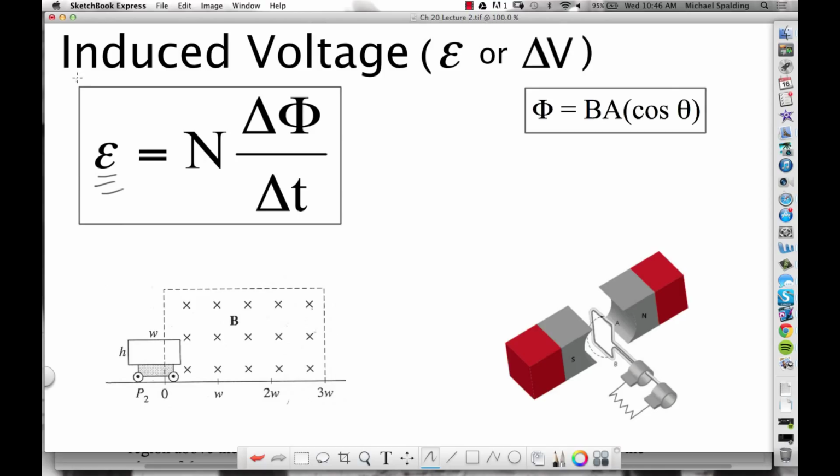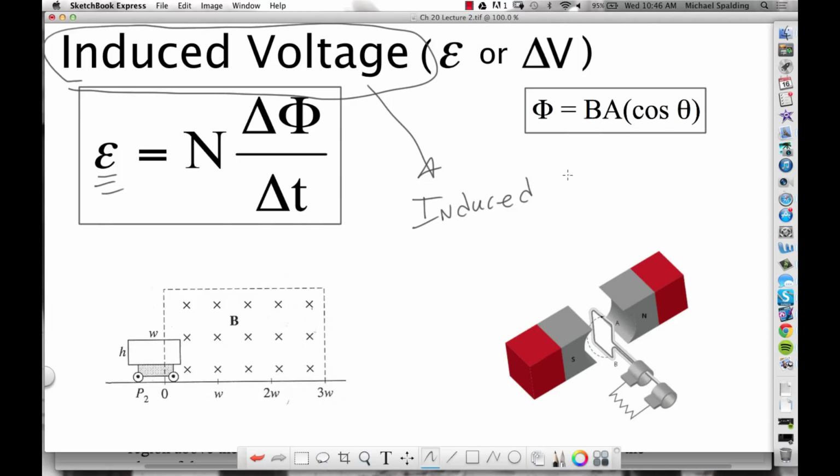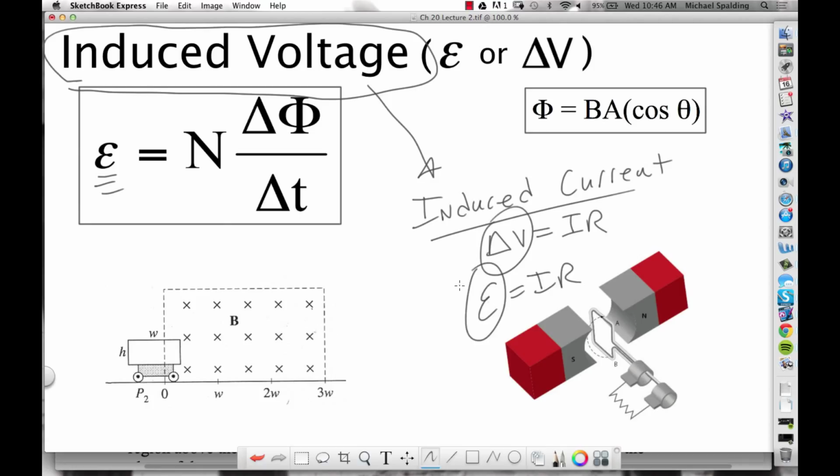Oh, and I should add this. What does induced voltage lead to? Induced voltage will lead to what? Induced what? Current. Induced voltage causes induced current. How do you calculate the induced current? Once you have the induced voltage, how do you find the induced current? With delta V equals IR. Or for this chapter, you're going to say E equals IR, because delta V is the same as E. Those are identical. And then you can solve for the induced current.